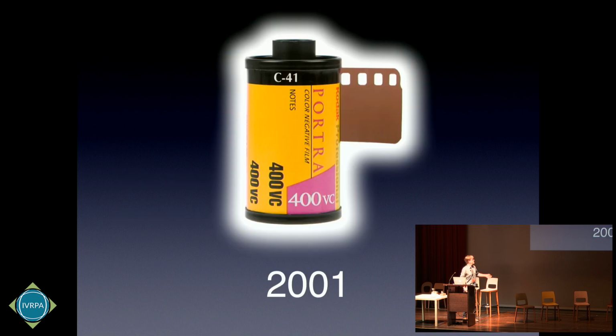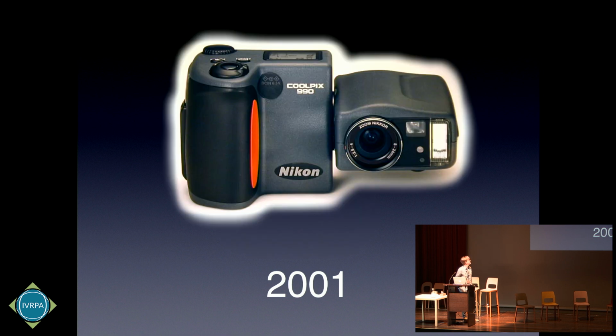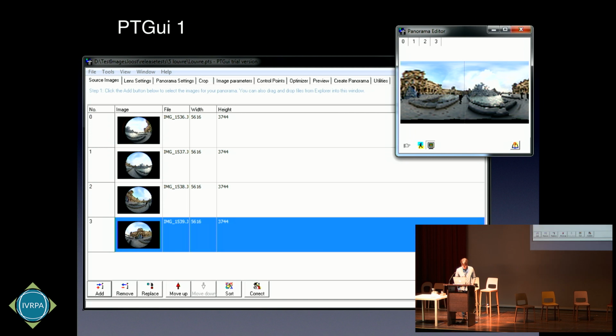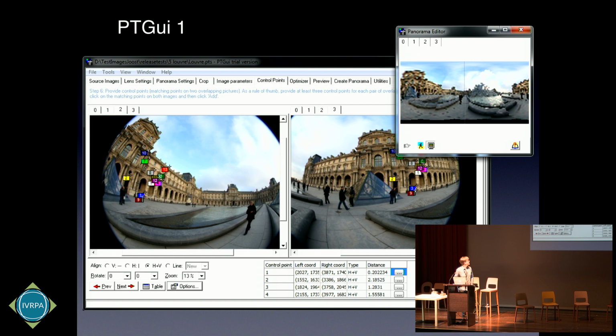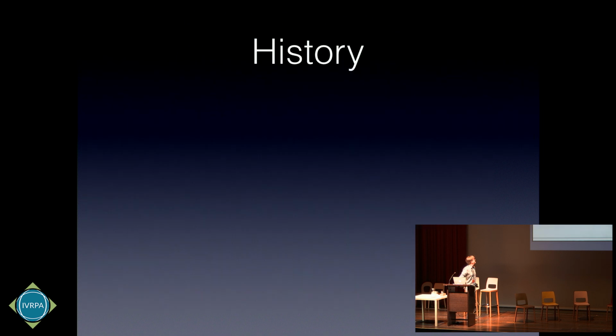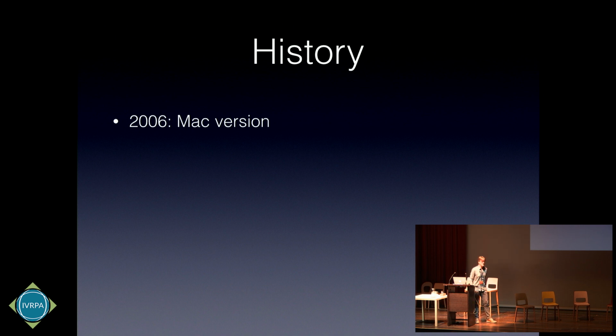Well, you might still remember this. 16 years is a long time ago. This was a state-of-the-art digital camera at the time. The whole idea of doing a gigapixel panorama would have sounded completely insane at that time. Here's a screenshot of an early version of PTGui. And if you're using PTGui today, this will probably look very familiar to you. But even though it looks the same, a lot has changed in the meantime.